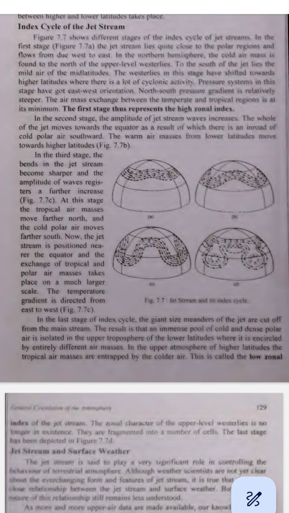It moves from west to east, and it controls how weather moves around the world, the polar region and the mid-latitudes. In this first stage of the index cycle of jet streams, the jet stream is close to the polar regions. What's the polar region? It's the area near the North Pole. So think of the jet stream as being far up north. North of the jet stream, it's very cold because it's closer to the North Pole.